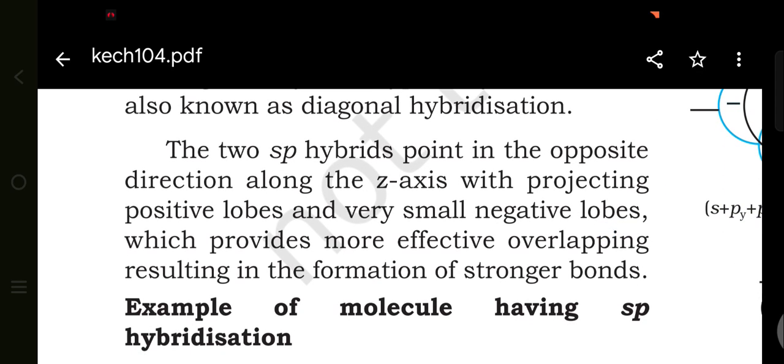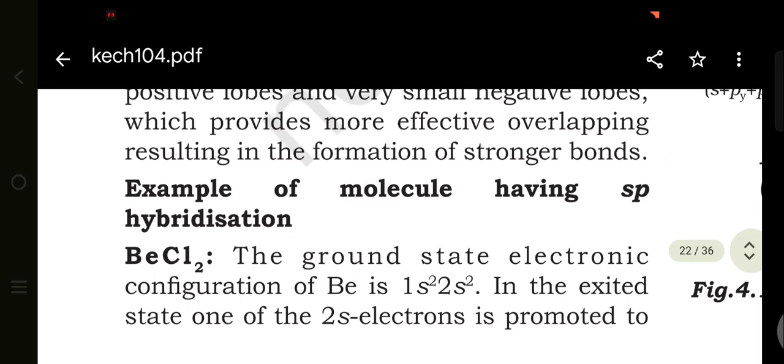The two sp hybrids point in opposite directions along the z-axis with projecting positive lobes and very small negative lobes, which provides more effective overlapping, resulting in the formation of stronger bonds. Example of a molecule having sp hybridization: BeCl2.